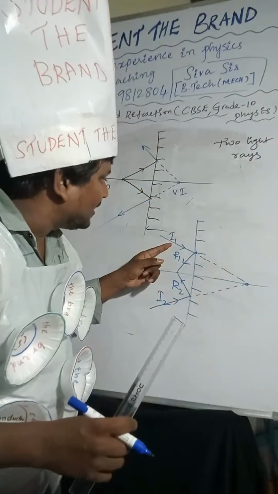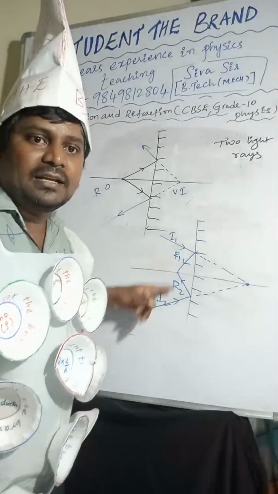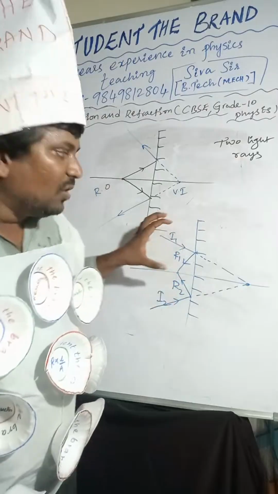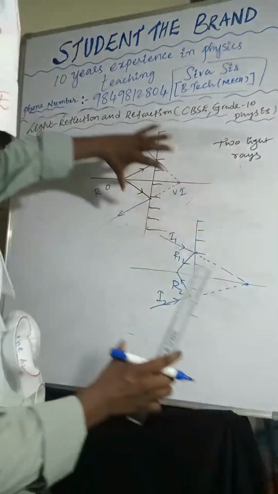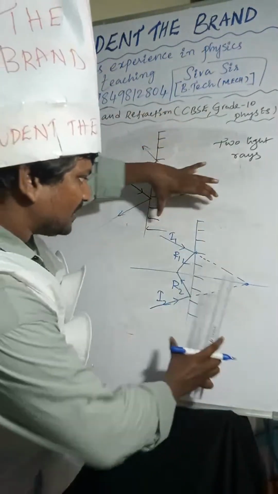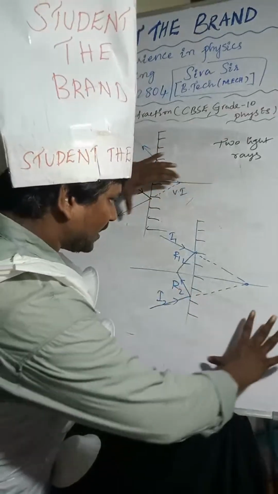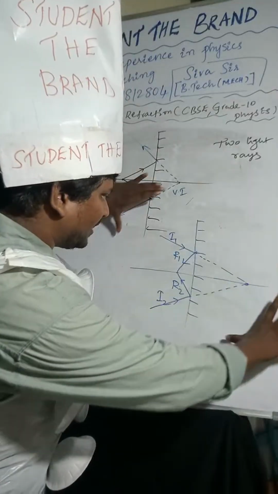So this is the reflected ray. This is the incident ray. You are extending those incident rays. Come on, focus on this point. If you focus here, you can see.